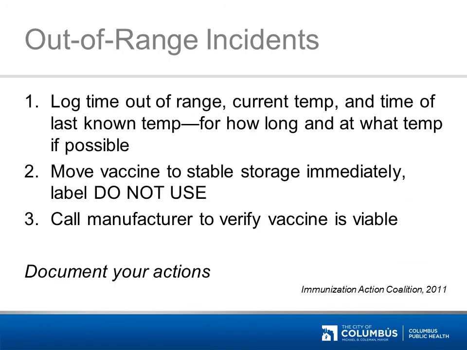However, if the worst happens and the vaccine temperature goes out of range, take the following steps. Log the amount of time and temperature that the vaccine was out of range. Move the affected vaccine to stable storage and mark it so it doesn't get accidentally used. Call the manufacturer to see if the vaccine can be used or must be wasted. Document the whole process for practice records.